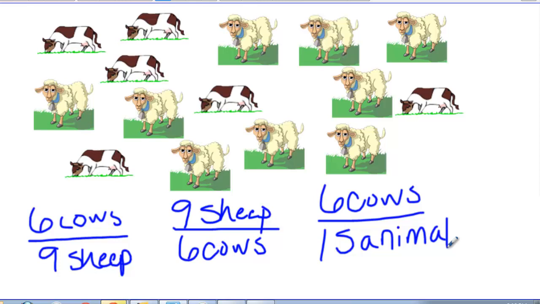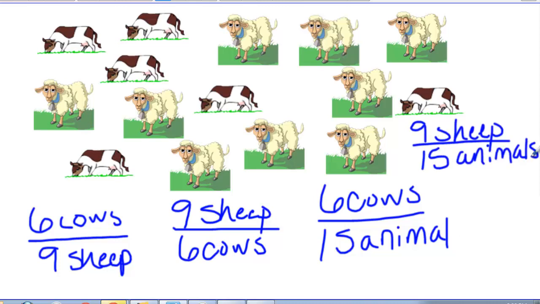And then I could write one final ratio. I don't know if I have room for it, but I can try and squeeze it in. I could write another part to whole, but this would be 9 sheep to 15 animals. So again, I'm comparing part to whole, but just a different part. And so those would be the ratios that I could write to describe that situation.